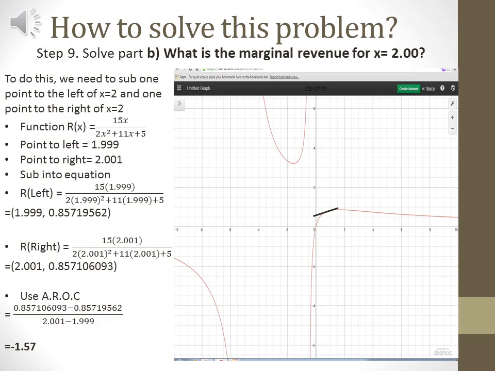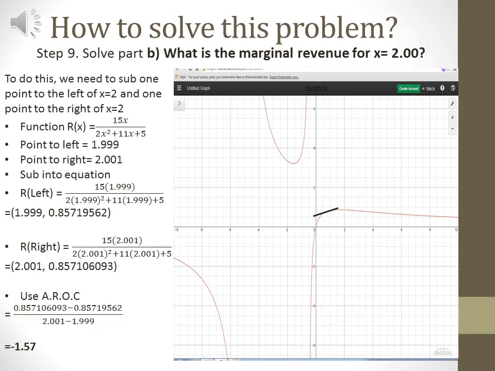Let's sub that into the equation, but let's go one at a time. Let's sub 1.999 into the equation, which is a point to the left. And therefore, we get a number at 0.857195662. That's our x and y coordinates laid out from left to right: x being 1.999, y being 0.857195662. Important, don't round, okay? Keep going with those decimals because the change will be very small.